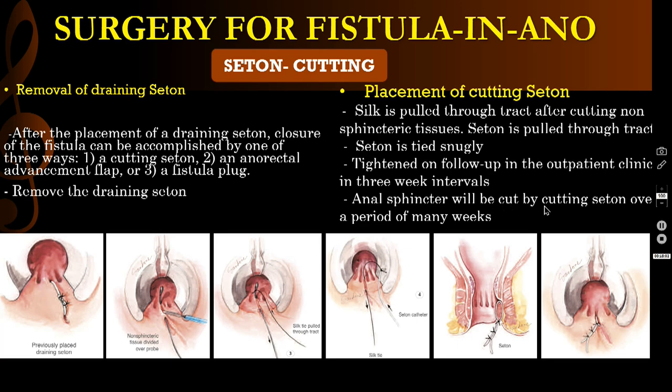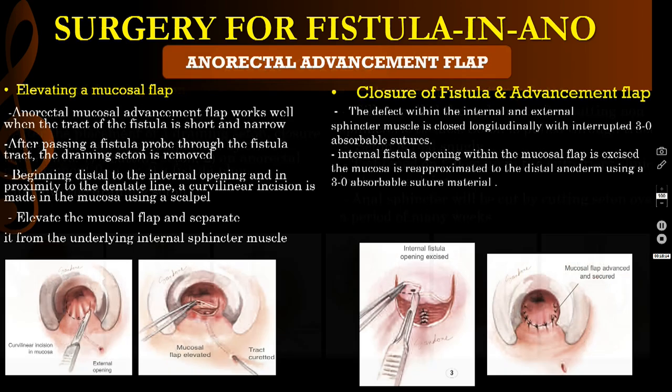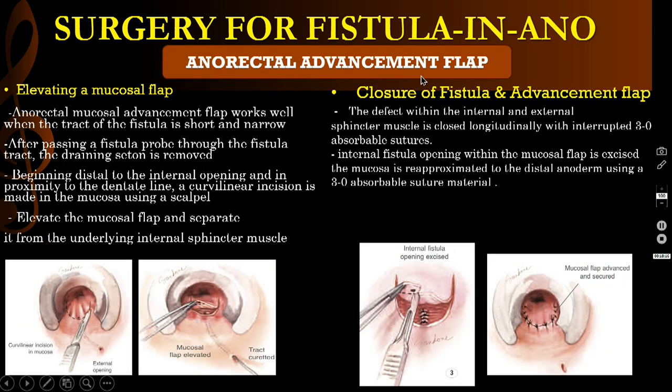The anal sphincter will be cut by the cutting Seton over a period of many weeks. It is not all of a sudden. So this is how the cutting Seton works. The next procedure is the anorectal advancement flap. This also we can do.